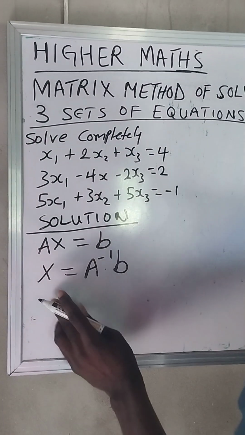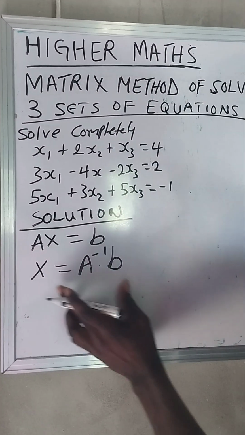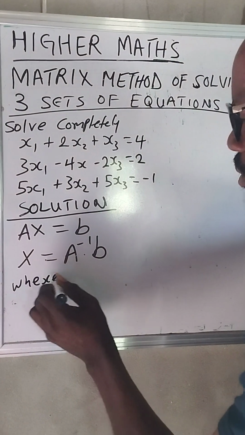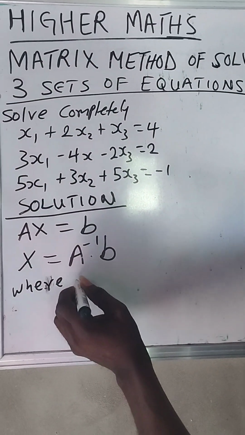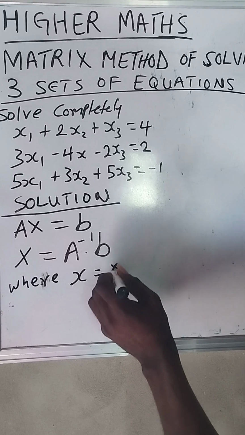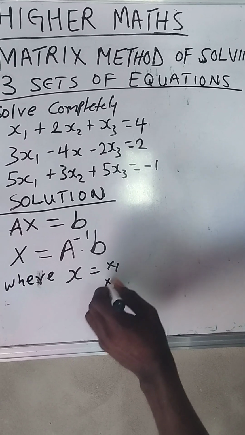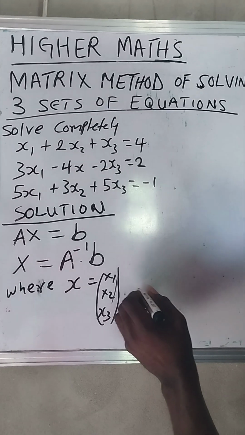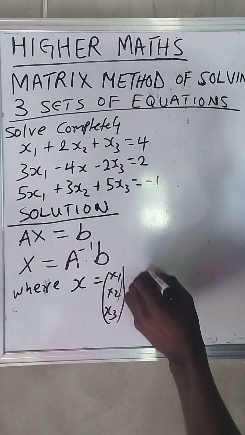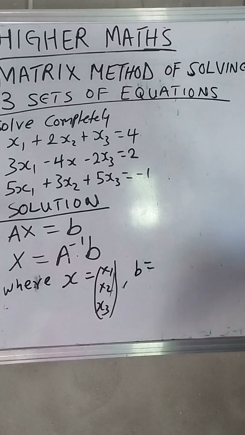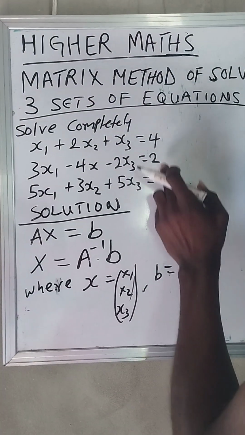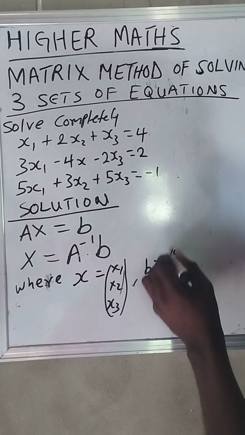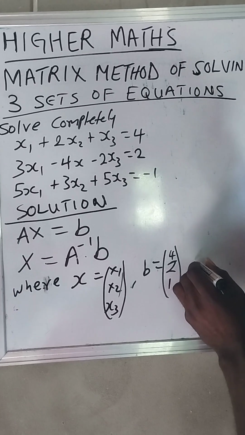So what we're going to do is write them out, where X is made up of x1, x2, x3, which is what we are looking for. Then we have B, which is a constant. B is 4, 2, and 1. This is B. Then we have A.